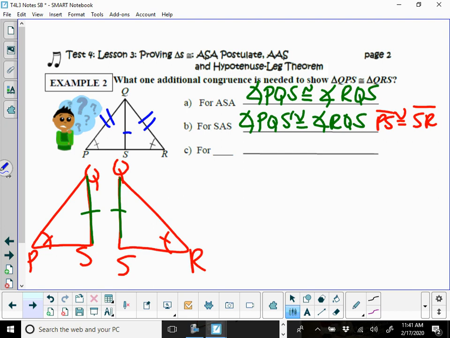Okay, and then the only other thing that we've learned so far is side, side, side. And again, for that one, we would have to know that PS is congruent to RS. So that's if they just gave you that general triangle and you were trying to conclude angle, side, angle, side, angle, side, or side, side, side for each one.